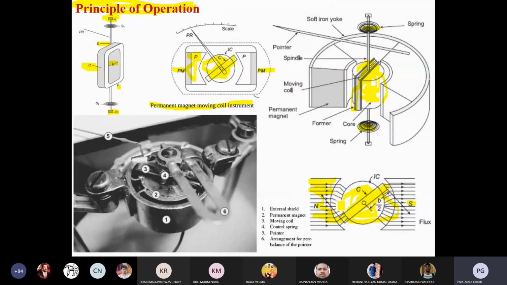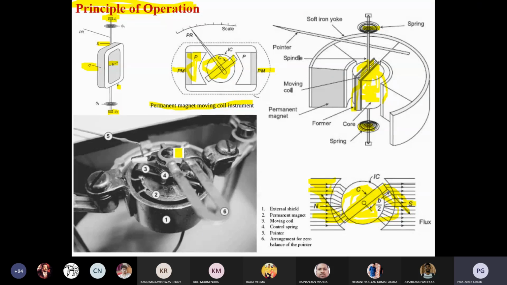From that figure you can understand the important components of the moving coil instrument. The first one is the external shield. For protection purposes you use an external shield; here it is written external shield. Then the second is your permanent magnet.